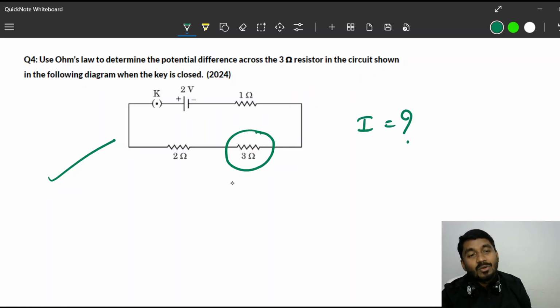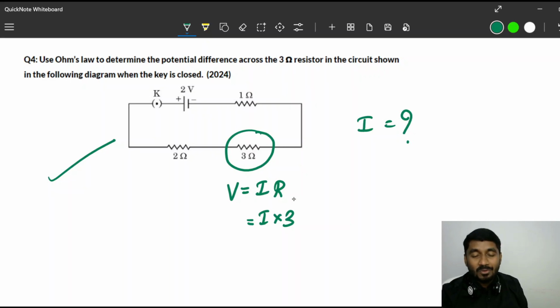And what is the potential across the 3 ohm? V is equal to I into R, I into 3 ohm. Then I won't tell anything. So do this as homework and find the answer and send the answer in the comment box, everyone.